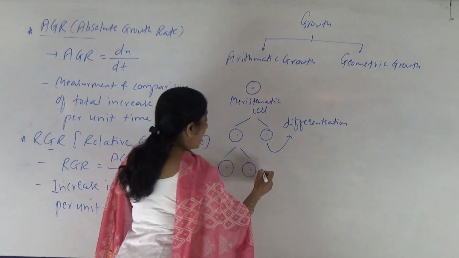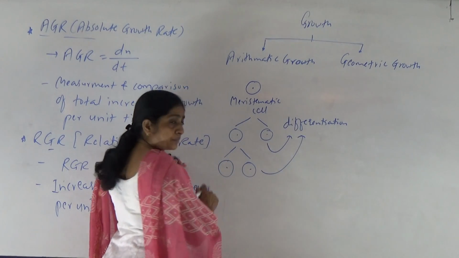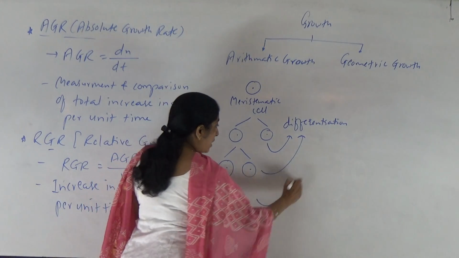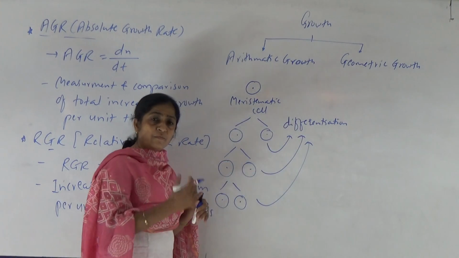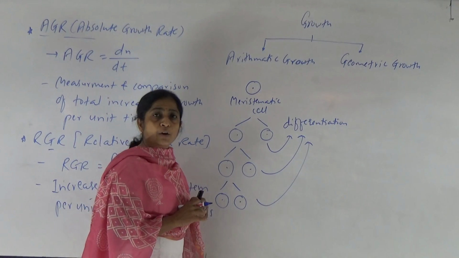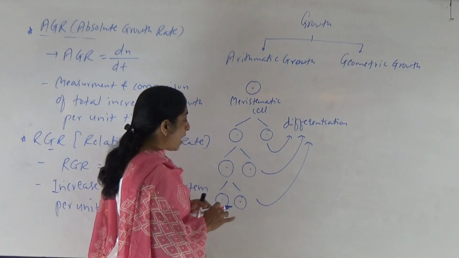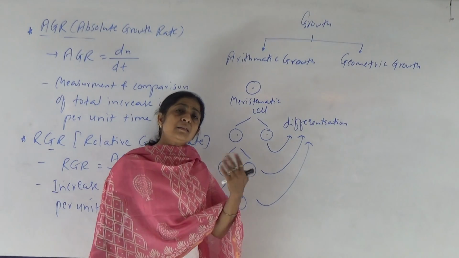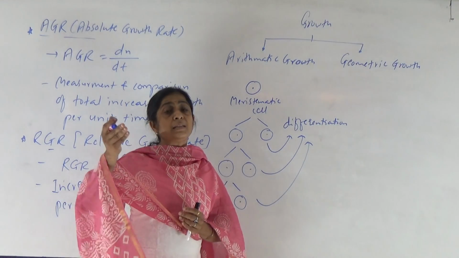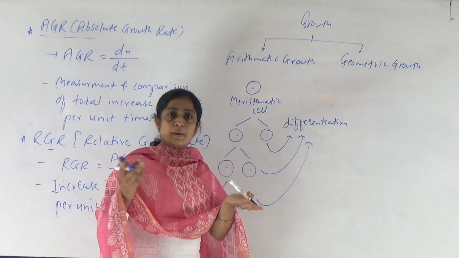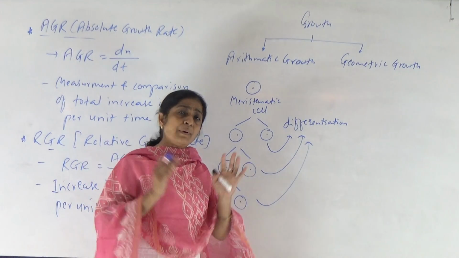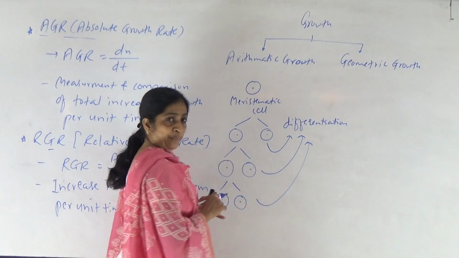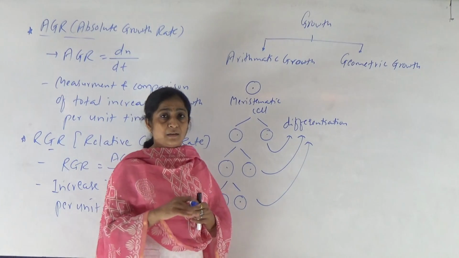Again, one of the cells goes for differentiation, another cell will continue the division. Again, this cell divides, forms two cells. Again, 50% of cells will go for differentiation, 50% of cells retain the ability of cell division. So this is how the growth takes place. It means there is an increase in the number and then an increase in the height, weight, whatever it may be, that occurs continuously, simultaneously. Okay.